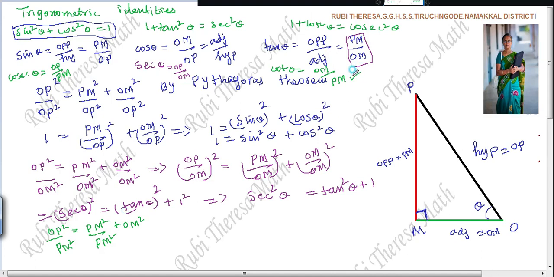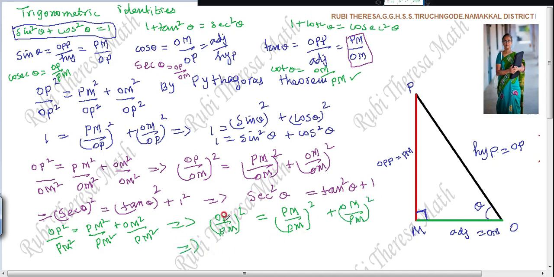From this also you can find it out, or from this, either one. Understand? From cot theta also you can find it out. OM squared is divided by what? PM. So, dividing each term on both sides by PM squared. That is OP by PM the whole square. If you want to write it directly, you can write it equal to PM by PM, the whole square, plus OM by PM, the whole square.